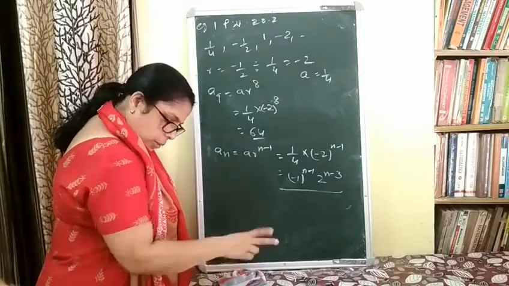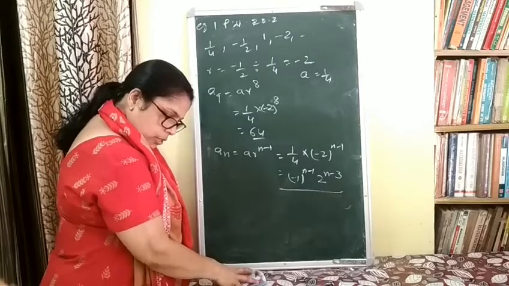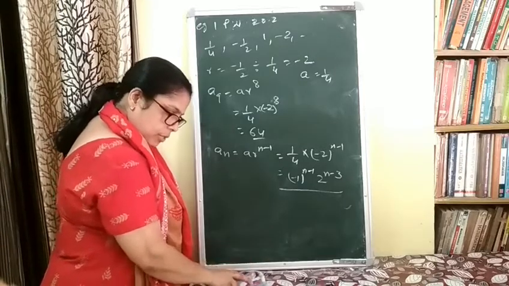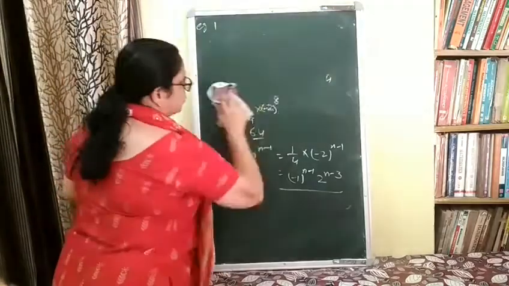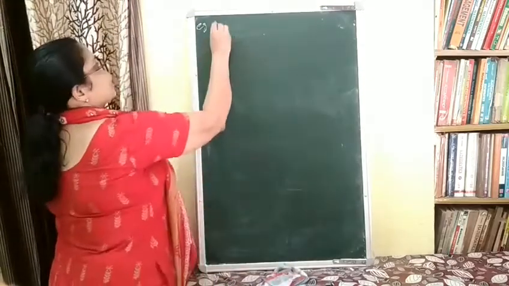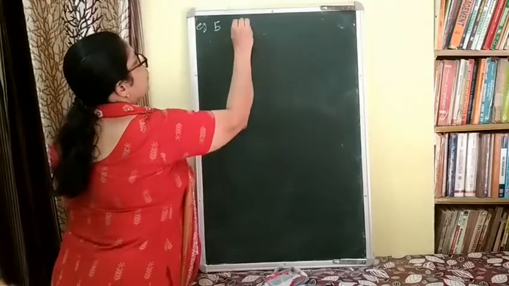Next, there are a number of questions. I will do some questions by trial and error. The remaining questions you have to do by yourself. The next question is example 5 on the next page, page number 20.3.